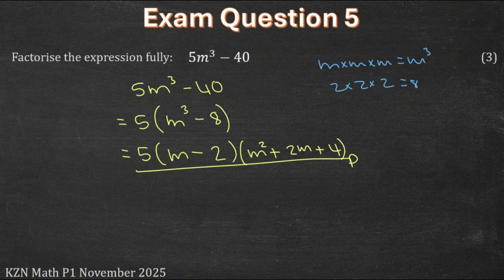So this question is worth 3 marks. You will receive a mark for factoring out this 5. You will receive a mark for this factor and for this factor.